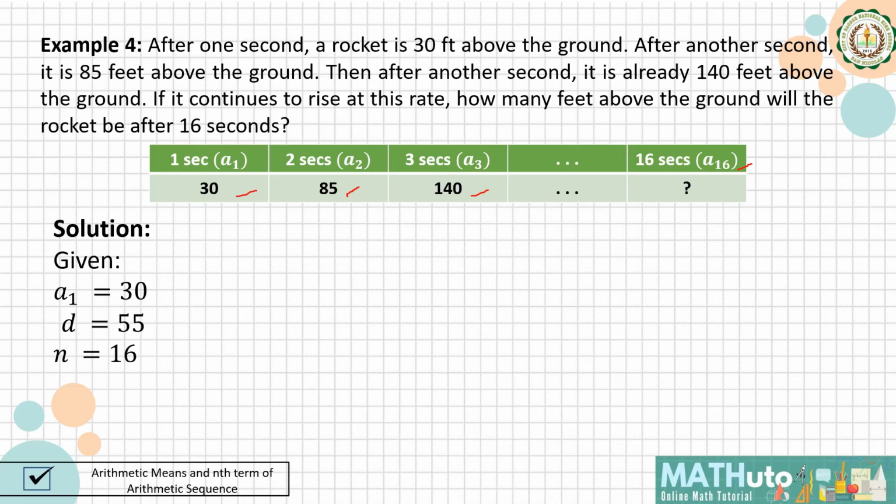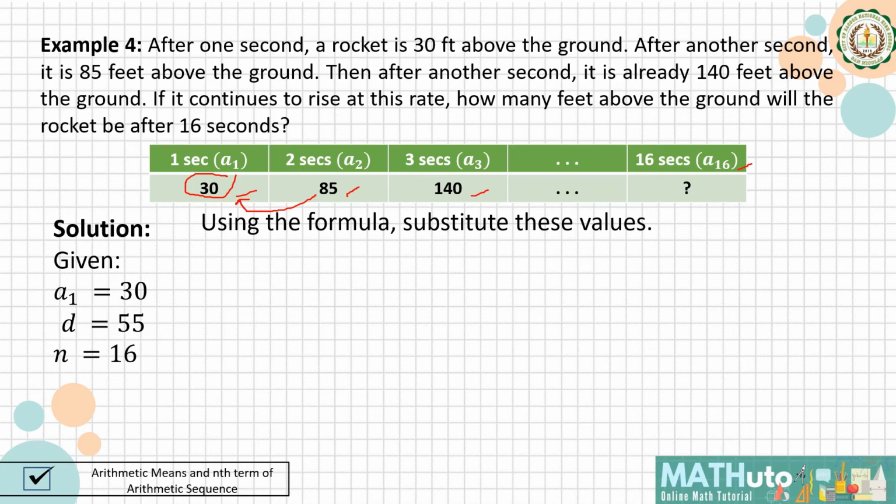Now, let us state the given. Our first term is 30. Our common difference is obtained by subtracting the first term from the second term. 85 minus 30 is 55. And n is equal to 16 since we are looking for a sub 16. Now, using the formula, we substitute these values. a sub n is a sub 16, a sub 1 is 30, common difference is 55, and n is 16.